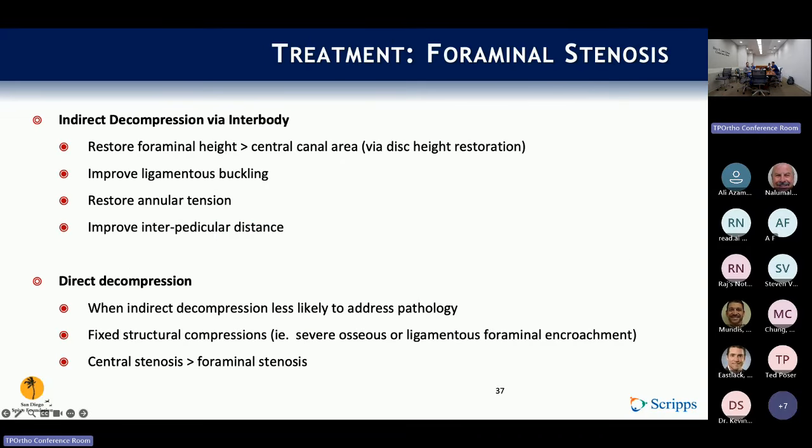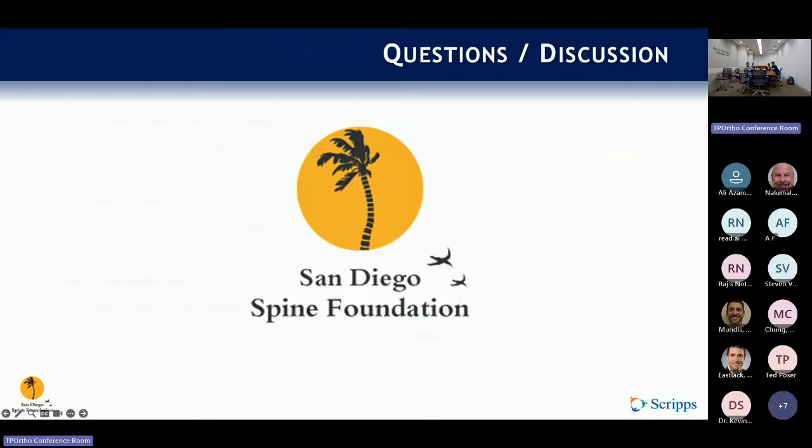And so just to close it out, if you're looking for indirect decompression via interbody, you look to restore the foraminal height and the central canal area as well via disc height restoration and tightening the annulus. It can also improve ligamentous buckling as well as improve the interpedicular distance. And with direct decompression, you may need to do this when you think that indirect decompression may not give you enough, especially if you have other pathology in the region, such as spondylolisthesis, things like that. These are all components of the treatment options that should be considered when dealing with this entity. So that's about it. Thank you all, and any questions?